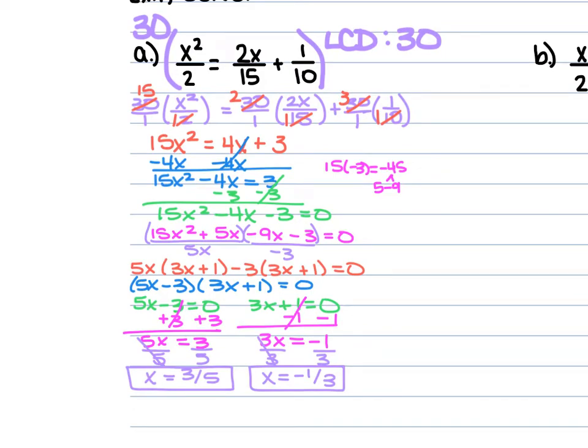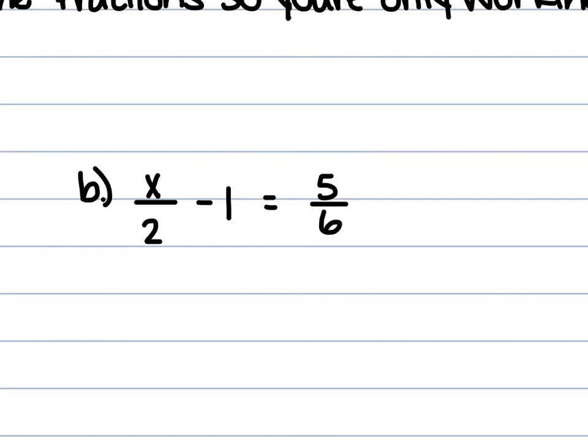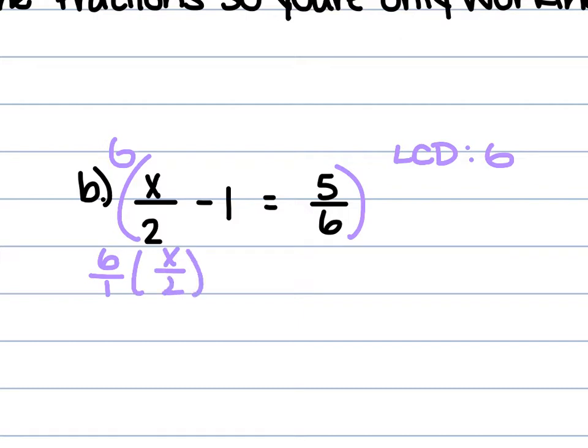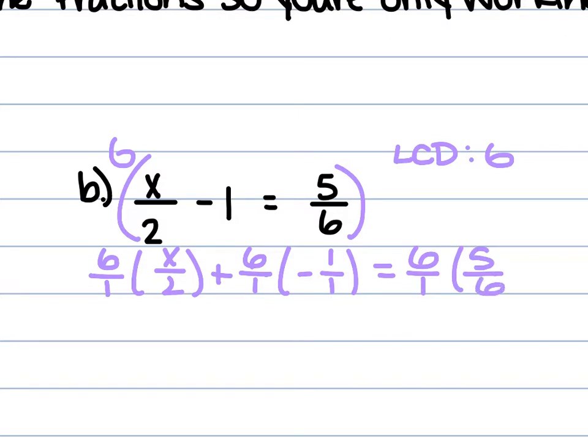If we look at B, we have x over 2 minus 1 is equal to 5 over 6. So our least common denominator for this one is 6. So we're going to multiply the entire thing by 6. So we're going to have 6 over 1 times x over 2 plus 6 over 1 times negative 1 over 1 is equal to 6 over 1 times 5 over 6.